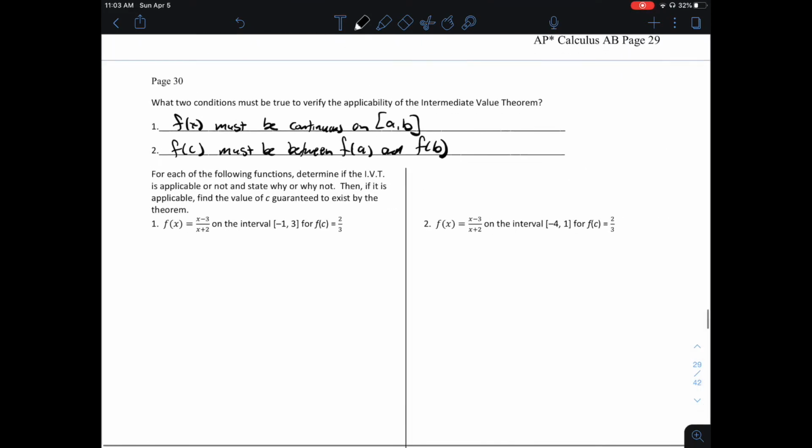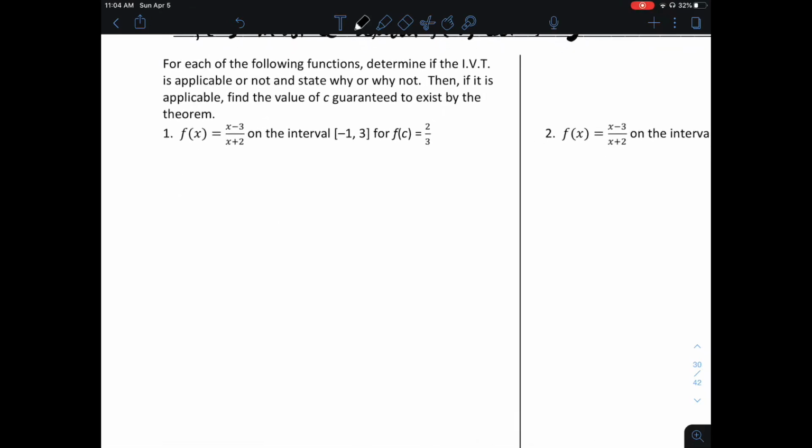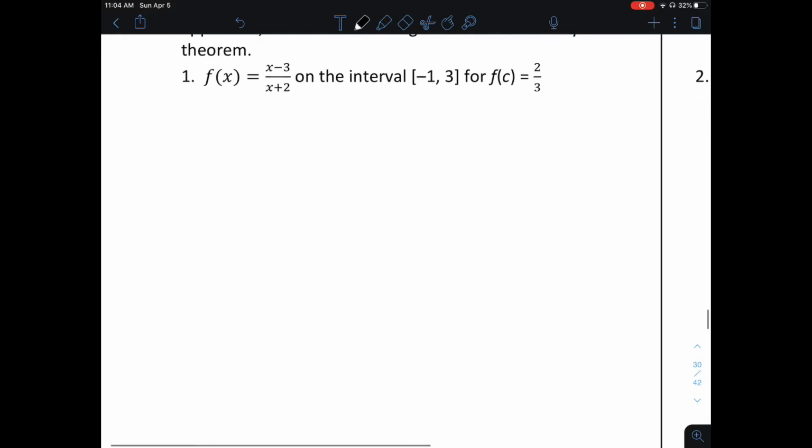All right, so the rest of these problems, every one of them, there are 4 or 5 of them, is applying the intermediate value theorem. For each of the following functions, determine if the intermediate value theorem is applicable or not and state why or why not. Then if it is, find the value of c that is guaranteed by the intermediate value theorem. All right, so here's what we do first.